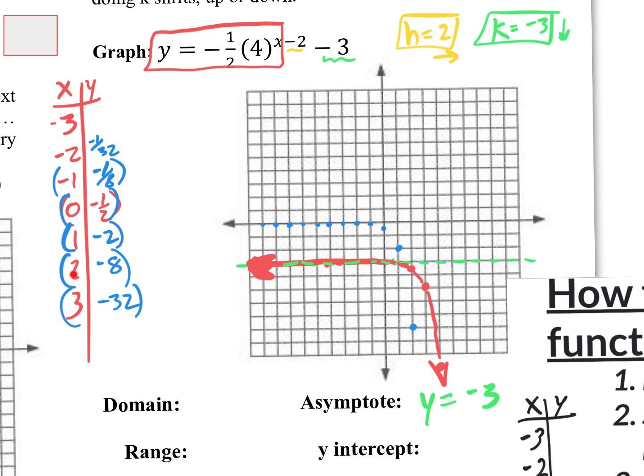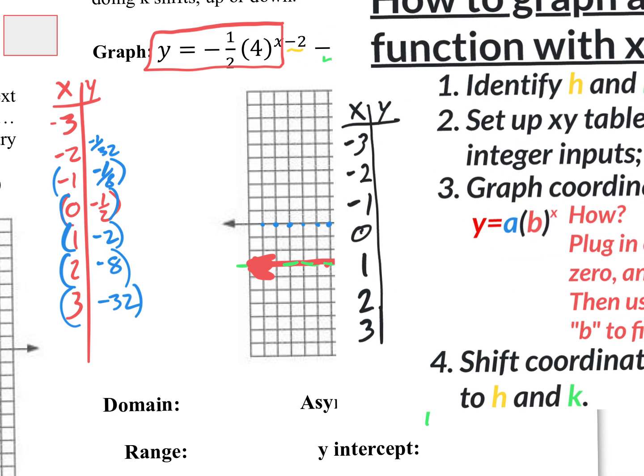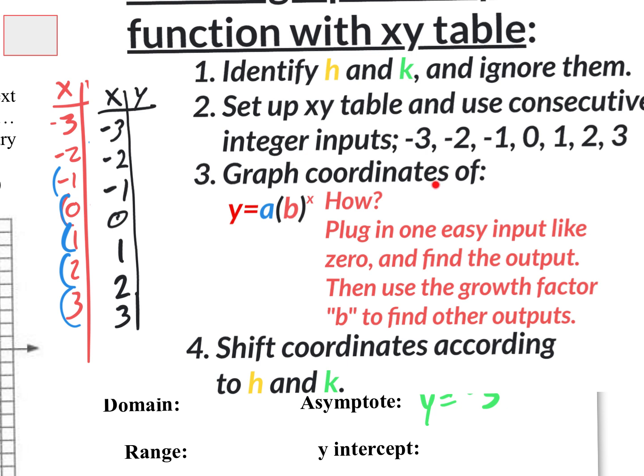I mean, you could have technically plugged in a 2, done the math. You would have gotten out a -8. But we are ignoring H and K. So you come up with your points. You graph those points, but of course it doesn't have the H and K. So at the very end, you got to shift according to H and K.